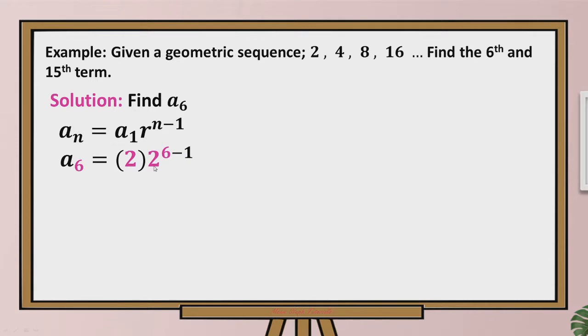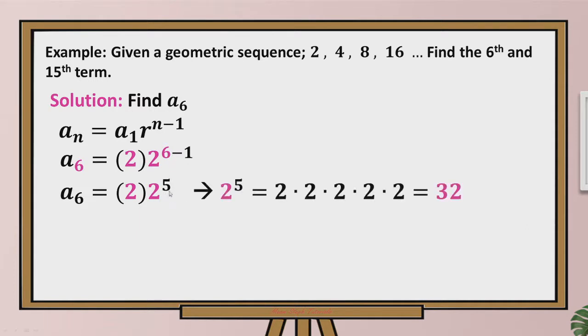Paano kinuha yung 2 na r? So again, dun sa definition natin ng common ratio is we will just divide 4 with its preceding. So 4 divided by 2, that is 2, which is our r. Or kahit gamitin mo yung 8 divided by 4, 2 pa rin yung makukuha. Okay? So we will just simplify this equation. So unahin muna natin yung exponent. Kaya 6 minus 1, we have 5.